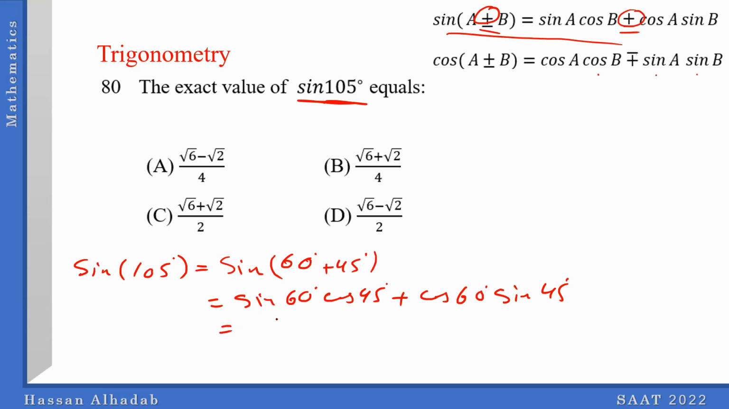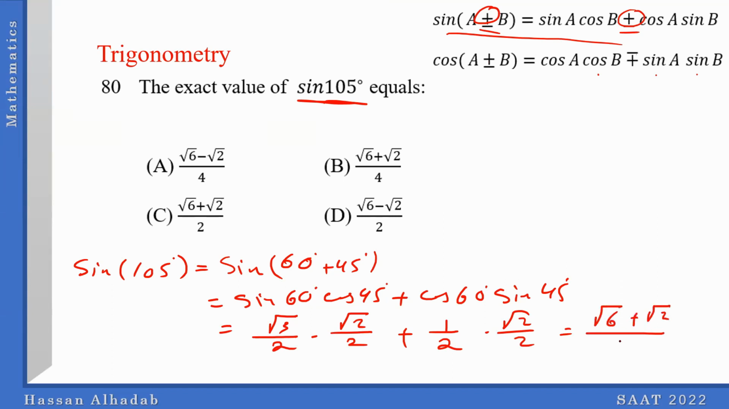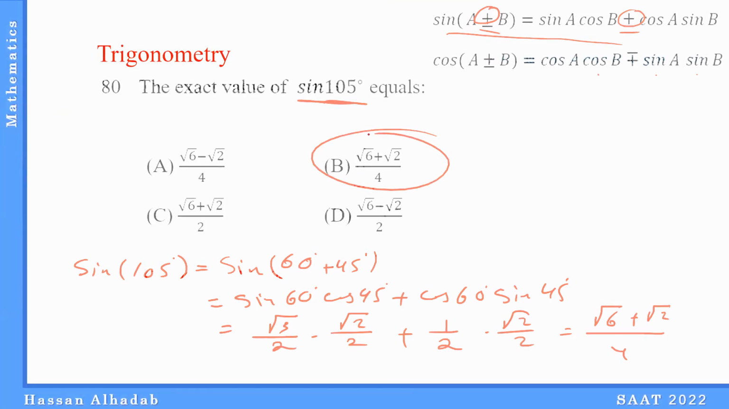So now I have to memorize the table. What's sine 60? It's radical 3 over 2. What's cosine 45? It's radical 2 over 2. What's cosine 60? It's 1/2. What's sine 45? It's radical 2 over 2. Okay, so the answer is going to be radical 6 plus radical 2 over 4. So the answer is B.